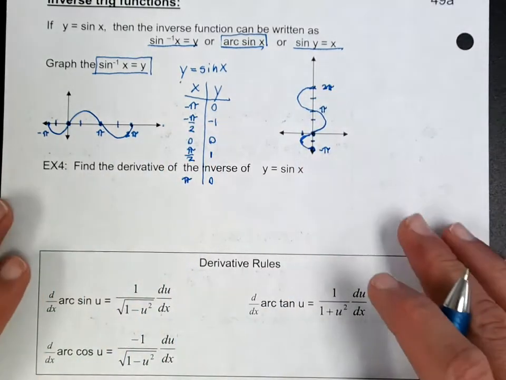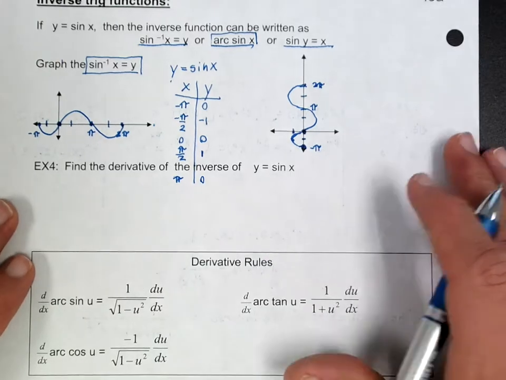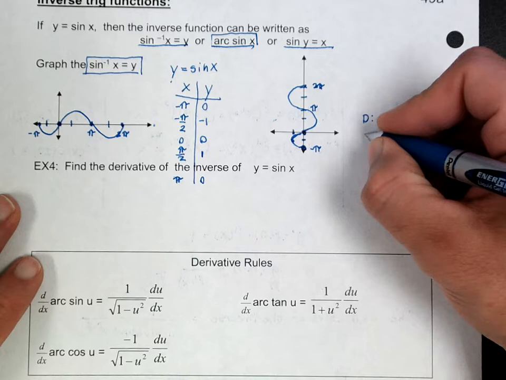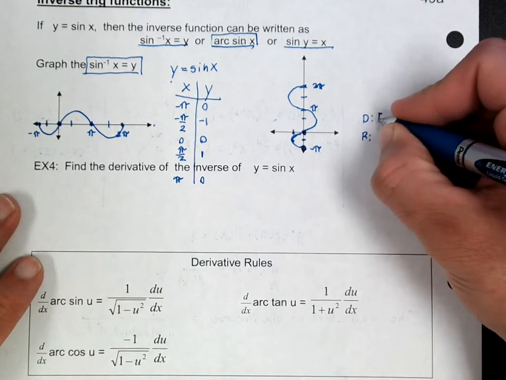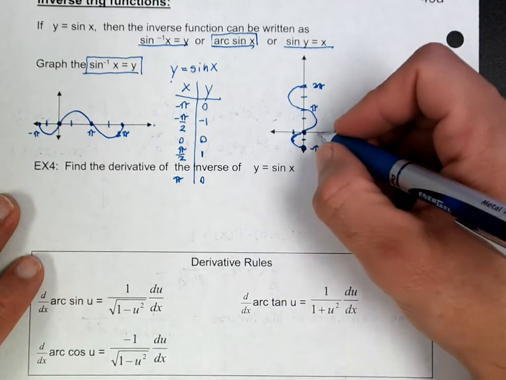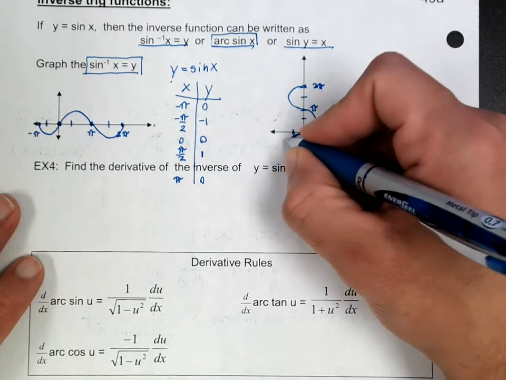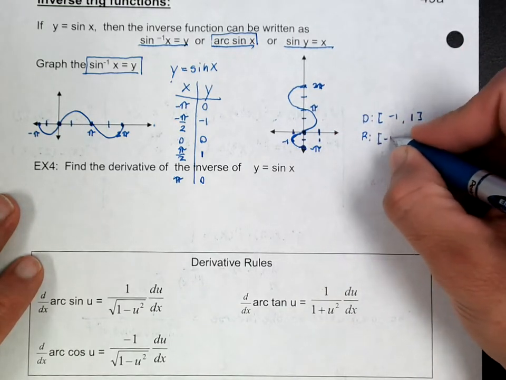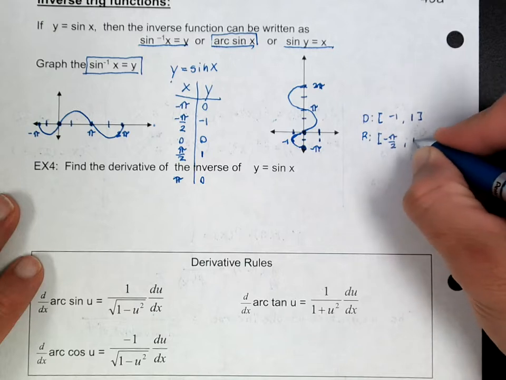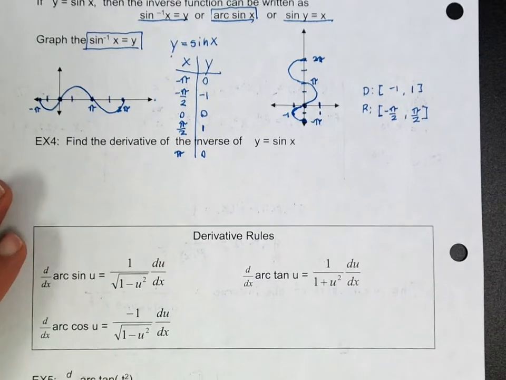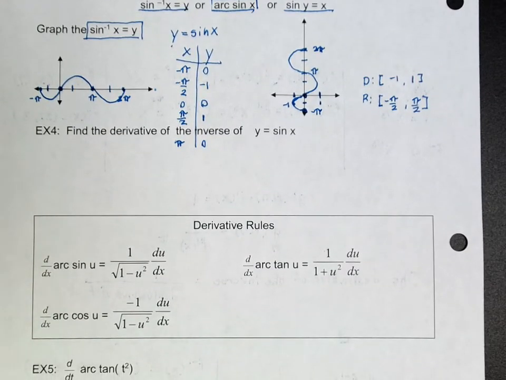Okay. So if you did something like that, obviously this is not a function, so you would have to restrict the domain and the range. And you can restrict the domain to negative 1 comma 1, which is what I had here anyway. But the range, I would have to restrict to negative pi over 2 to pi over 2. I'm not really sure what that accomplishes on this one, but we're going to find the derivative of the inverse of y is equal to sine of x.